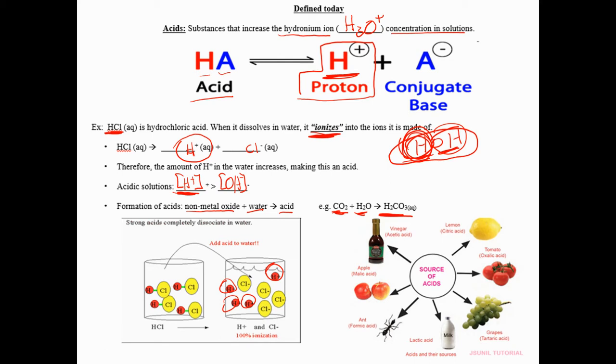I mentioned pH. pH is a measurement of acidity. We'll see it in more detail later, but for acidic solutions, the pH is less than 7. So if you have a pH of 0, 1, 2, 3, 4, 5, 6, 6.8, 6.9, that's all acidic because it's less than 7.